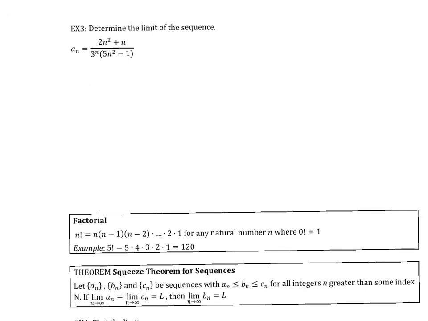Let's put all these limits together. In example 3, I want to determine the limit of this sequence. Notice it's the limit as n goes to infinity of (2n squared plus n) over (3 to the n times (5n squared minus 1)). That's going to be infinity over infinity, which is an indeterminate form.